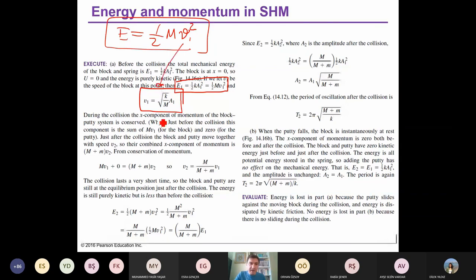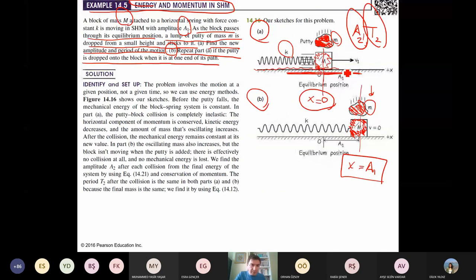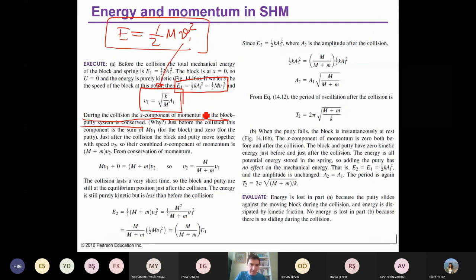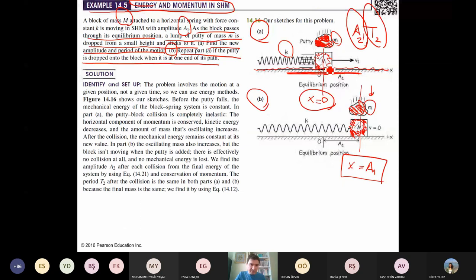So then we have this V1, and during the collision, the x component of momentum of the block-putty system is conserved. Momentum is conserved, okay? So just consider this is a frictionless surface. Air resistance is ignored, okay? And the net force acting on the system is zero, then the momentum is conserved, okay? Remember the conservation of momentum. And before the collision, the x component of the momentum is M times V1. M is this one, V1 is this one. So we have calculated V1. And this is the initial momentum of the system along the x-axis.